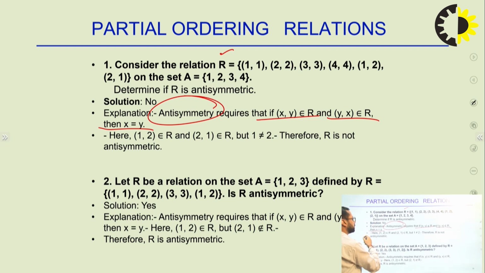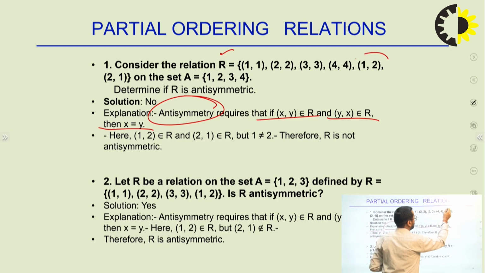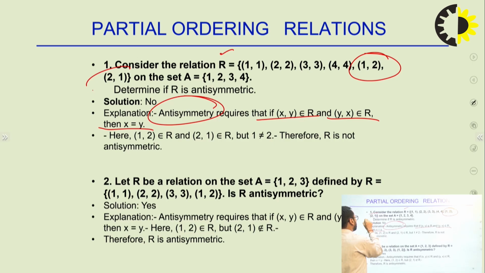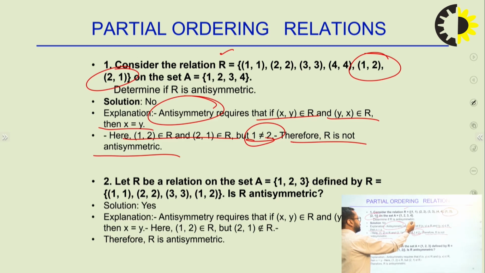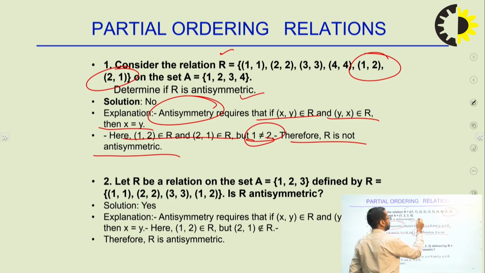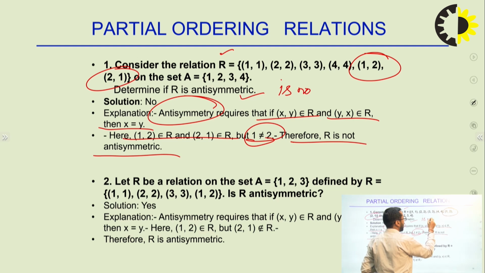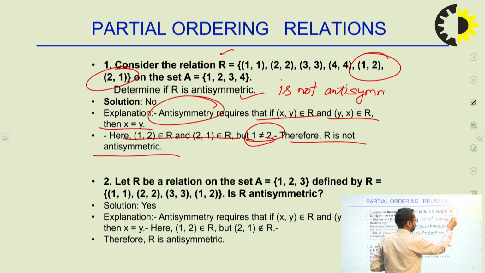Now (1, 2) and (2, 1): the element (1, 2) is present and (2, 1) is also present, but we know very well that 1 is not equal to 2. So in that case we can identify that R is not antisymmetric. The question was to determine whether R is antisymmetric or not, so we identify that R is not antisymmetric. I hope everyone got the point that I want to say.